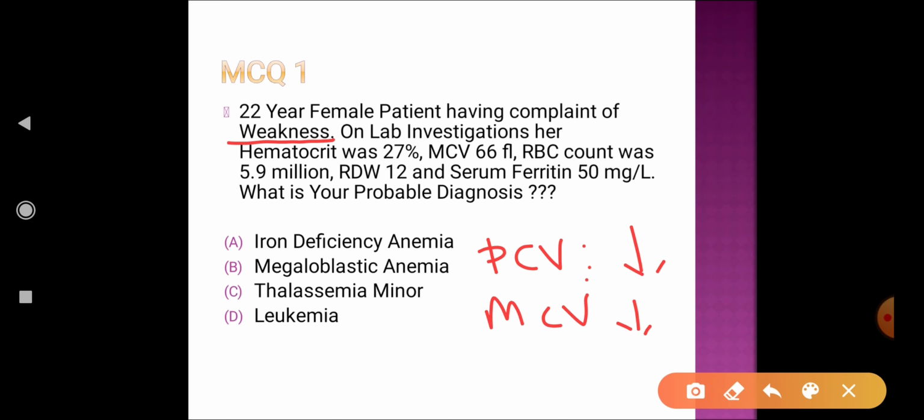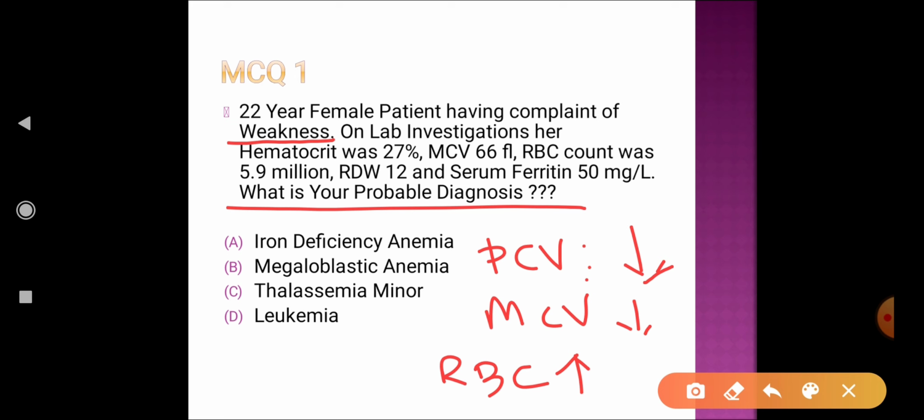The RBC count is 5.9 million. You might remember the normal range of RBC count is from 4.5 million to 5.5 million. So here again the RBC count is high, and the RDW was 12, so it is within range, and the serum ferritin was 50 milligram per liter, that is again within the range. So these are your abnormal values, and based on these values you have to diagnose the case. What's your probable diagnosis?